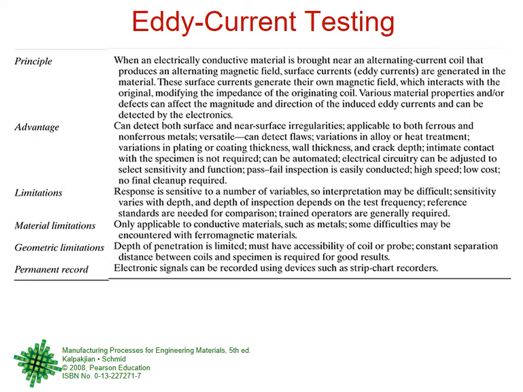So what is the principle? When an electrically conductive material is brought near an alternating current coil, remember, not direct current, AC, alternating current coil, that produces an alternating magnetic field, then surface currents called eddy currents are generated in the material. You know this from your basic physics, that if there is a conductor and you pass electricity through it, then magnetism is also produced. Or if there is a magnetic field and you cut it with the conducting material, then electricity is passed, right?